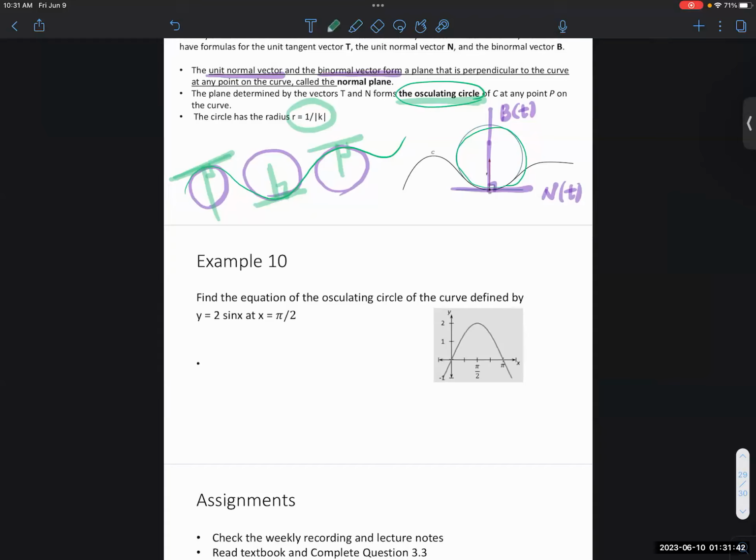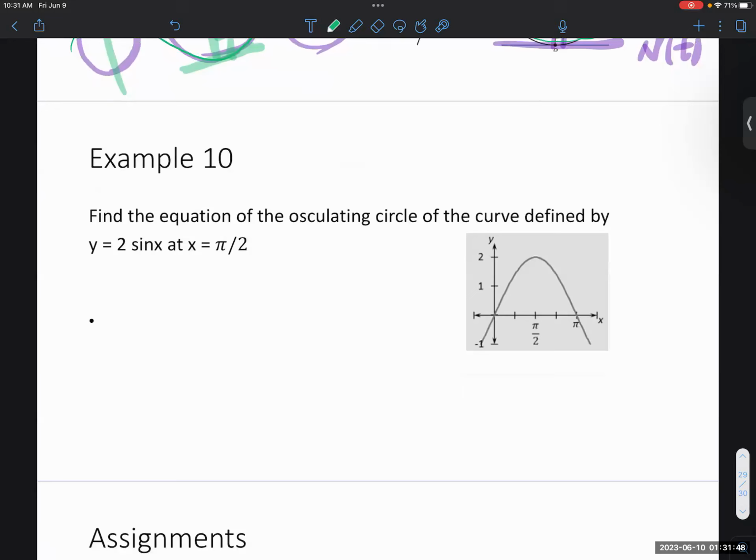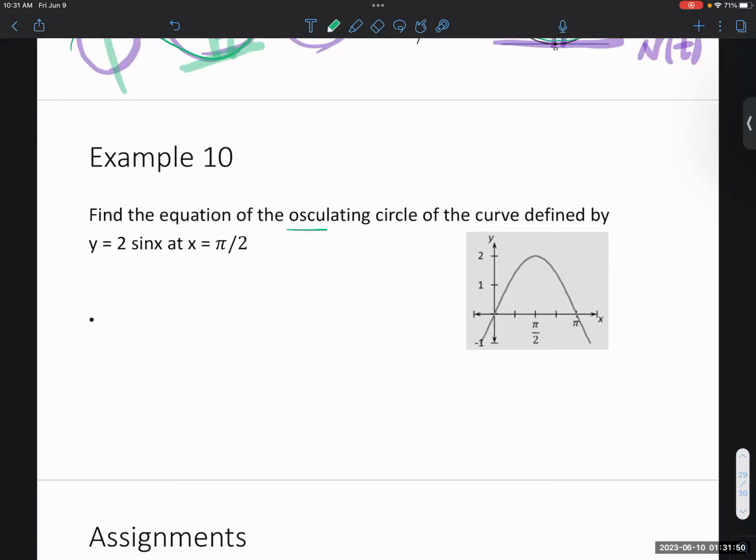So here is the thing. We know how to find the curvature, and we know how to find the equation. Here I have an equation of this osculating circle. This is where the unit normal and binormal are going to be perpendicular. This function is given: y equals 2 sine x. Step by step, let's find the curvature.